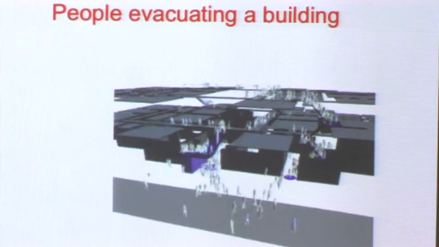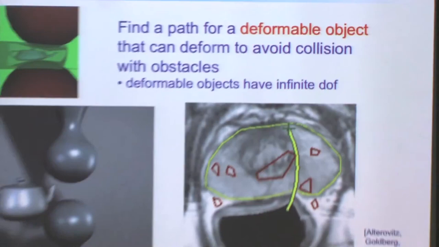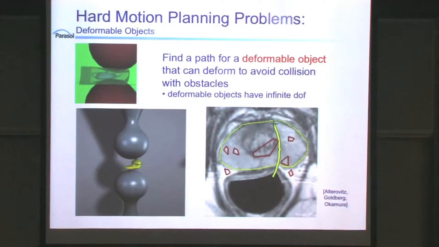Here we have a case where the objects are actually deformable. So here's the same path, and this teapot and this ducky are following the same kind of nominal path, but they have to deform to avoid collision with this.